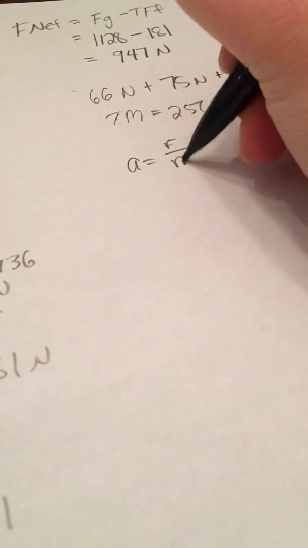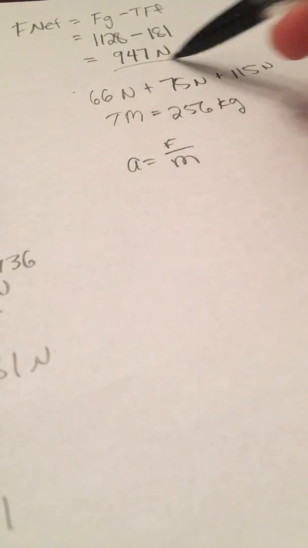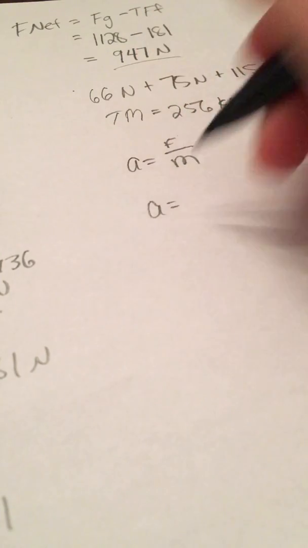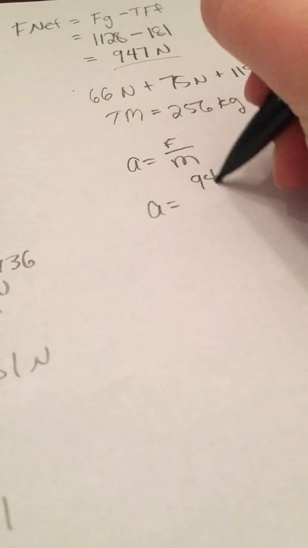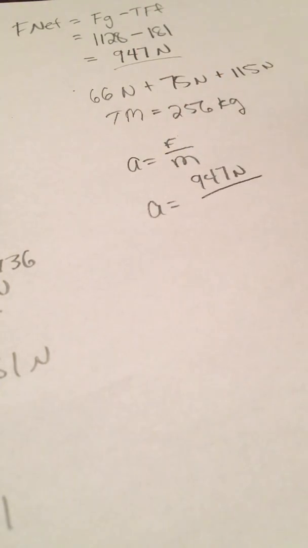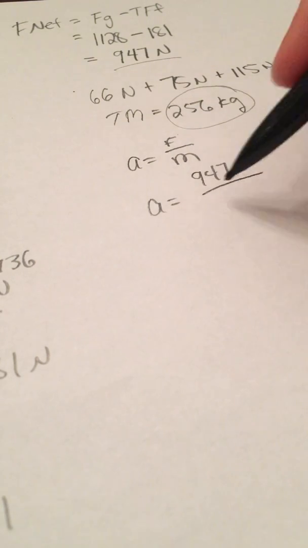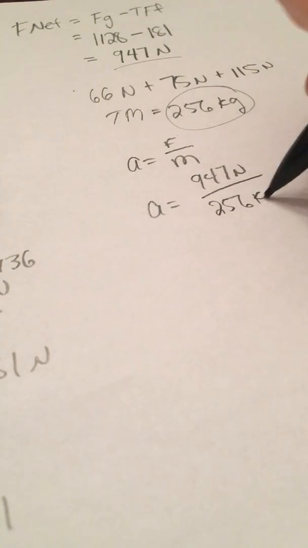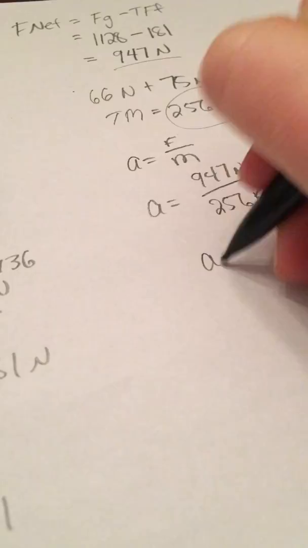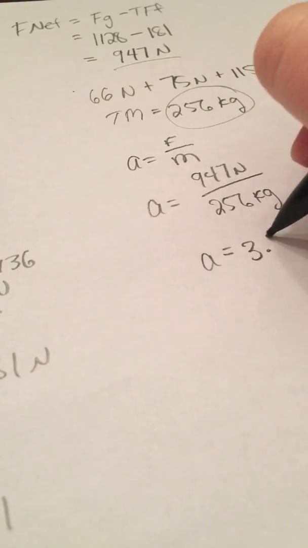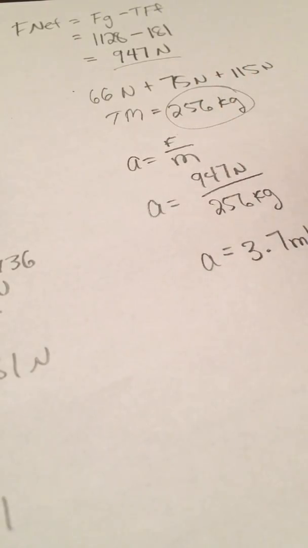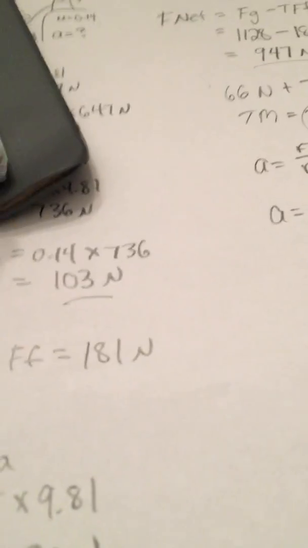So acceleration equals force divided by mass. Our force is up here, so acceleration equals 947 newtons divided by the mass, which is 256 kilograms. So our acceleration is going to be 3.7 meters per second squared. And that there is how you find your acceleration.